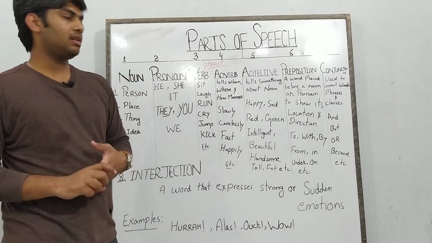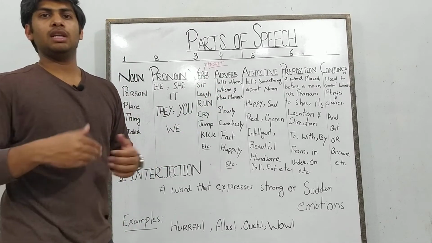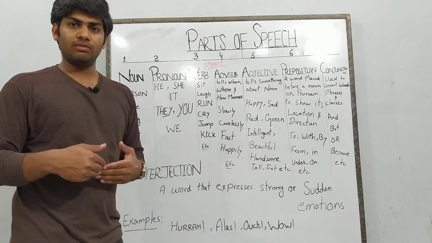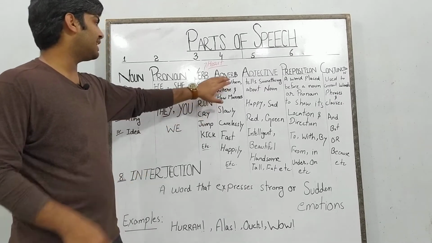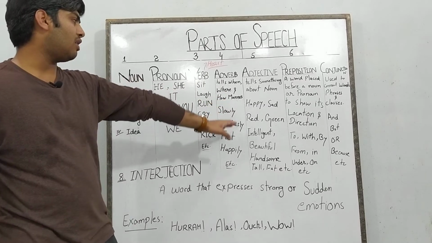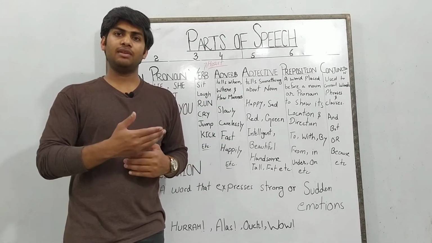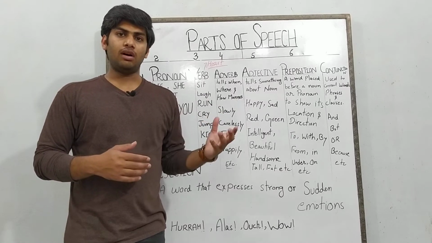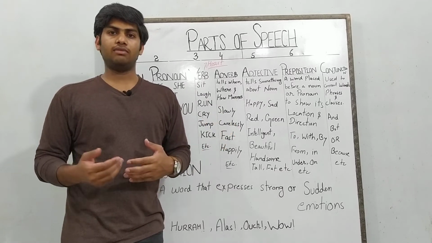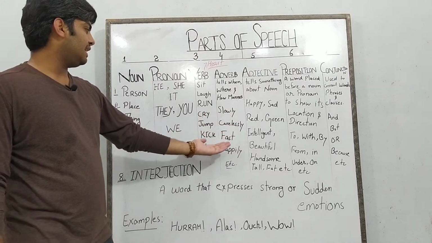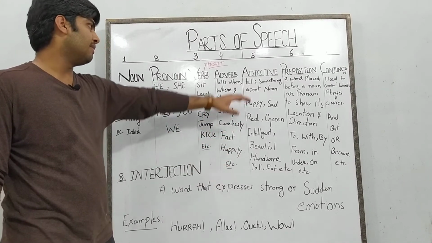Adverbs tell about or modify verbs, other adverbs, and adjectives as well. For example, they tell when, where, and in what manner. If I say that she runs fast, she drives carefully, she walks slowly, these are the adverbs. Slowly, carefully, fast, happily, etc.